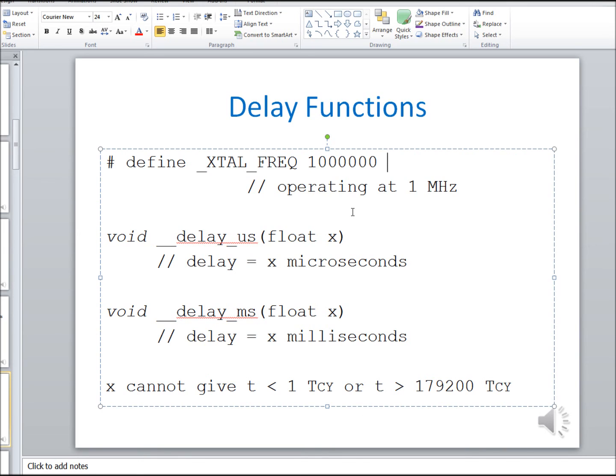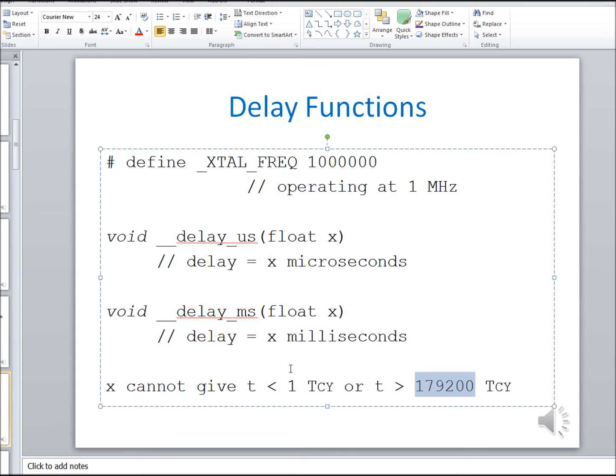Also, something you have to be careful about is that when you choose X, the X does not give you a time less than 1 instruction cycle. Your program can't do that. Or a time that's greater than this magic number, 179,200 TCY. You're going to need to be able to calculate times appropriately in terms of instruction cycles and maximums and minimums of these that will work for you.